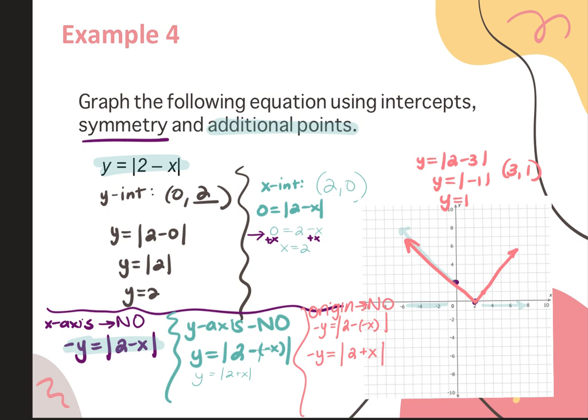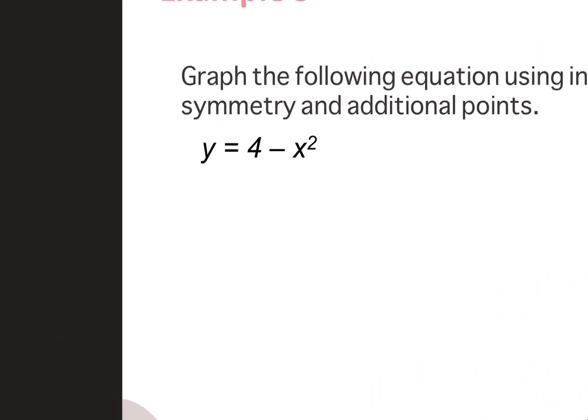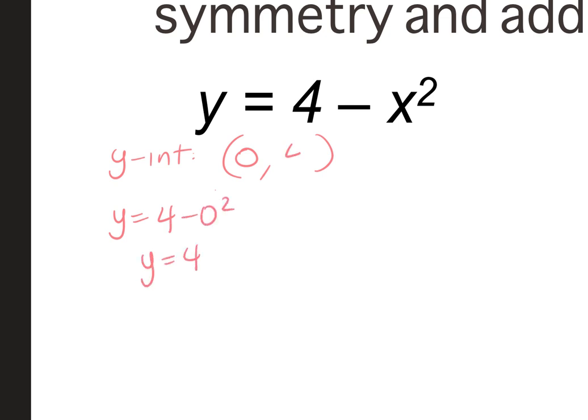Okay, we're going to do one more, and then I'll go back to the graphing calculator, and then we'll come back. Same set of instructions. Graph the following equation using intercepts, symmetry, additional points. So I'm going to go a little bit faster this time, but we're going to do the same steps. Actually, we're going to do the y-intercept first because they said that's easier. Y-intercept is when x is 0. So y equals 4 minus 0 squared. y equals 4.